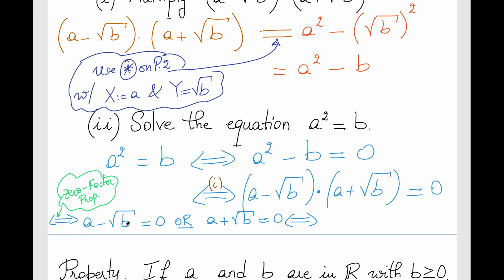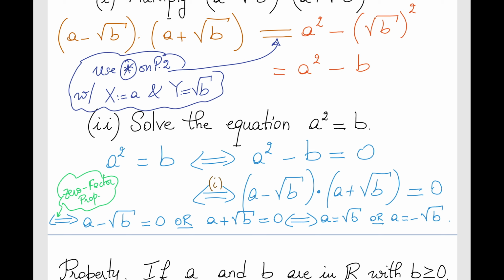A minus something is 0. This means a is equal to the thing. So here I add square root of b to both sides. You get a is equal to square root of b, right? Or, how about now we subtract square root of b to solve for a here. You subtract square root of b, you get a is equal to negative square root of b. Make sense? So we get this.